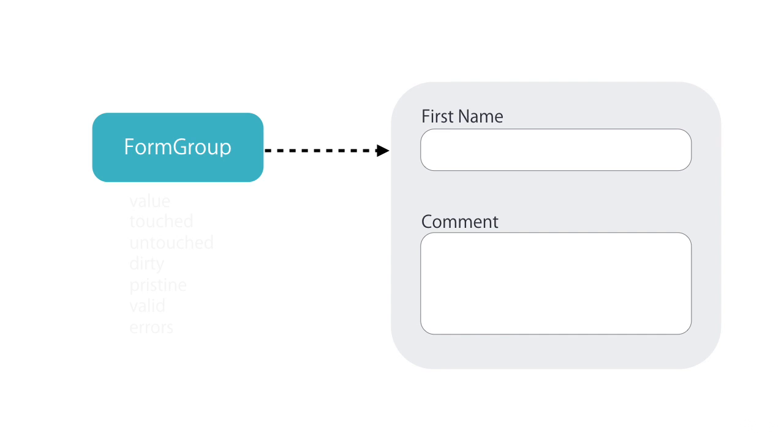Now, interestingly, all the properties of the control class that you saw earlier are also available in the FormGroup class as well. So we can ask a form group if it's valid or not. And that returns true if all the controls in that group are valid. Similarly, we can get all the validation errors in that group. So accessing these properties of a form group is easier than iterating over all the controls in that group and checking their status.